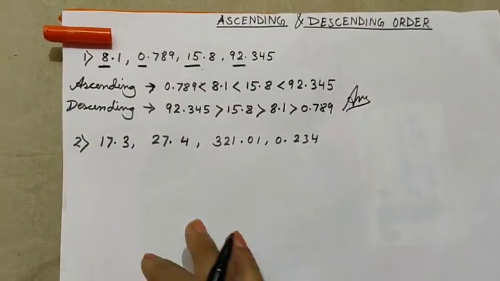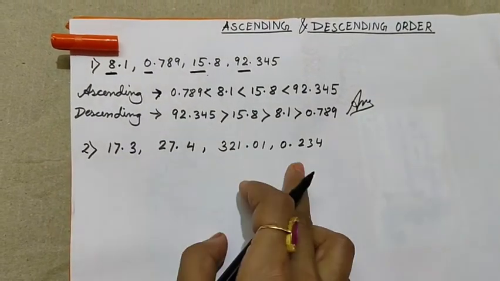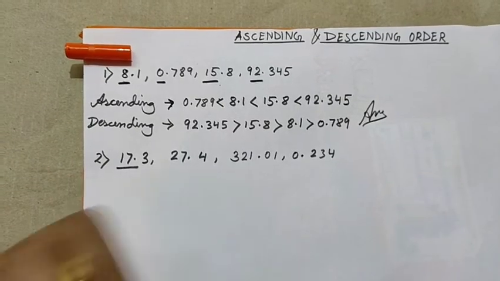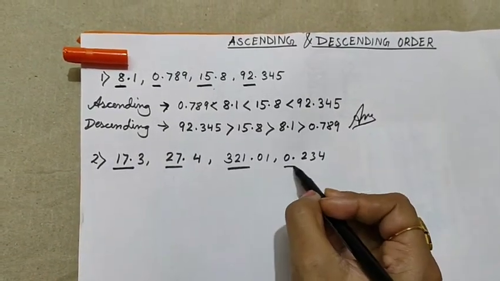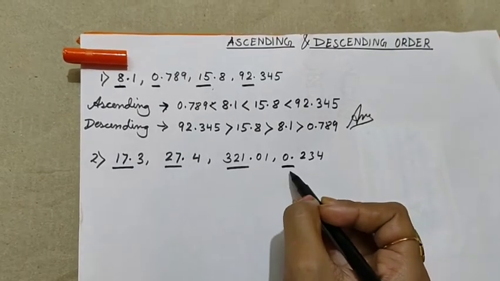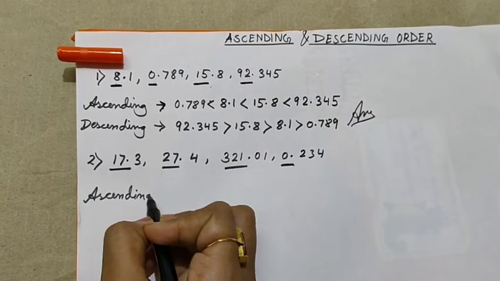How will you do it? Again the process is the same. We will compare the whole numbers first. Here the whole number is 17, here it is 27, here it is 321 and here it is 0. So which is the smallest whole number? 0. So first let us arrange in ascending order.